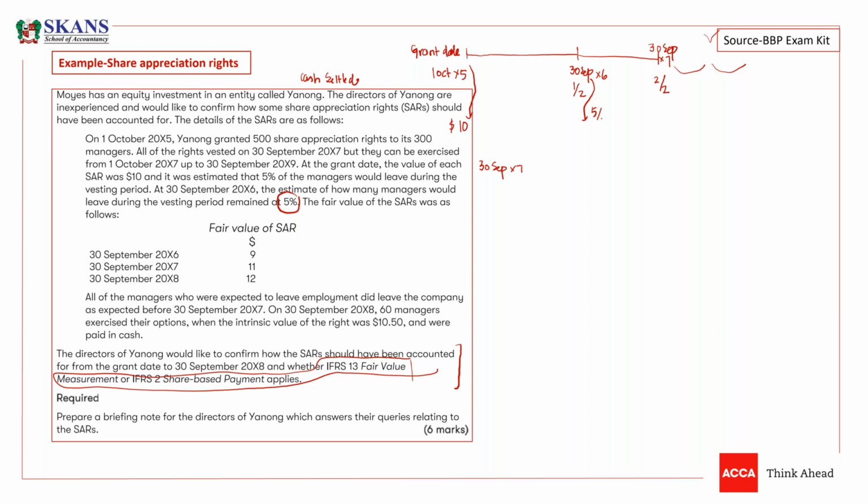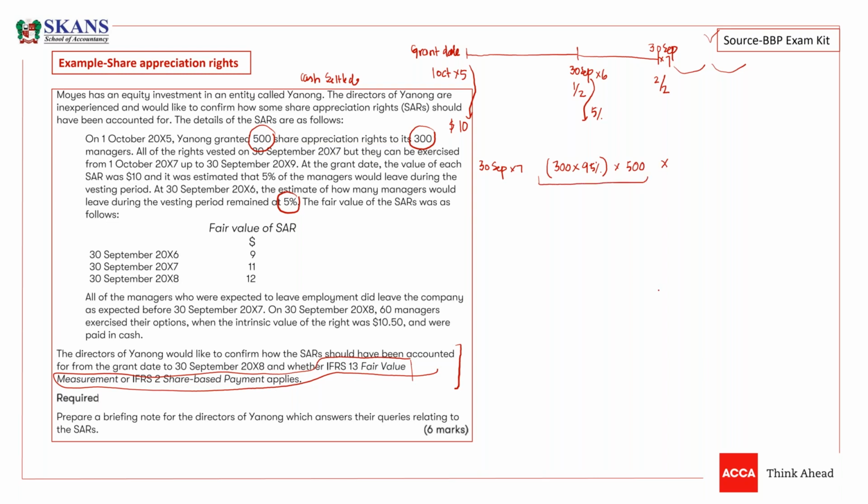So the total number of employees was 300. I have to do the calculation only with the 95% who are expected to stay with us to meet the conditions. And every employee has 500 SARs. This will give me the number of SARs expected to vest.